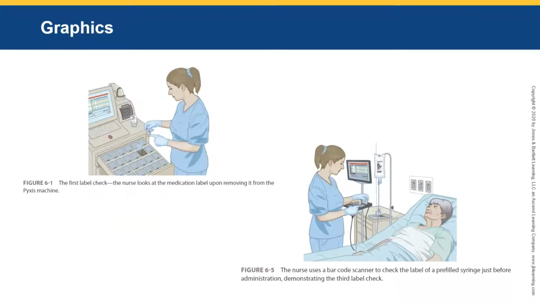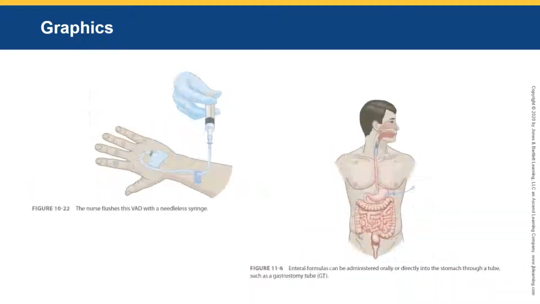The left image shows the nurse performing the first med label check as it's removed from the computerized dispensing machine. And the right image shows the nurse performing the third med label check as it is scanned at the bedside. And this obviously comes in the chapter where we're talking about safe medication administration. We're talking about identifying the right med and how we do 3 label checks in order to identify the right med.